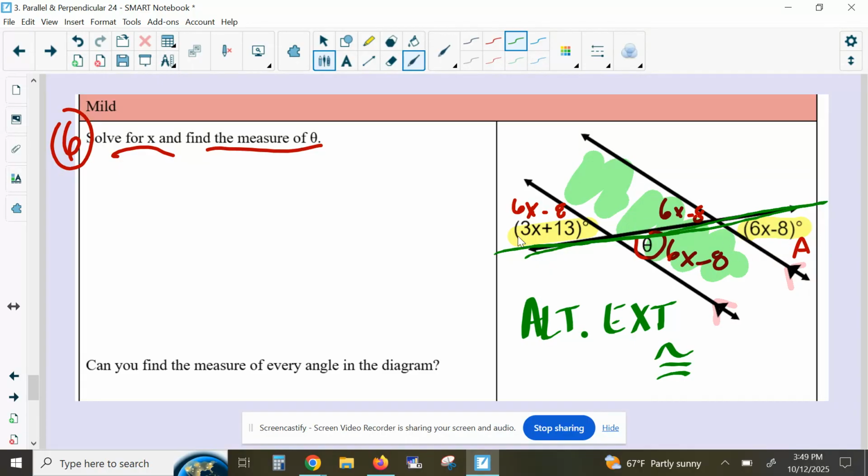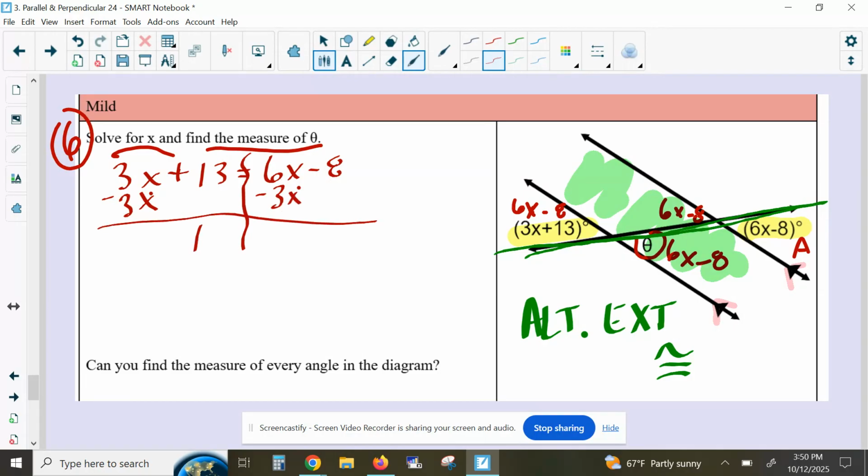So that means this 3x plus 13 has to be equal to the 6x minus 8. So let's go ahead and solve to find what our x is. So let's see, we don't have any like terms on this side, and we don't have any like terms on this side, but we do have variables. So I got x on this side and x on this side, so I'm going to get rid of one of them. So I'm going to go ahead and subtract 3x from both sides. So I have 13 left on this side. 6x minus 3x gives me 3x minus 8.